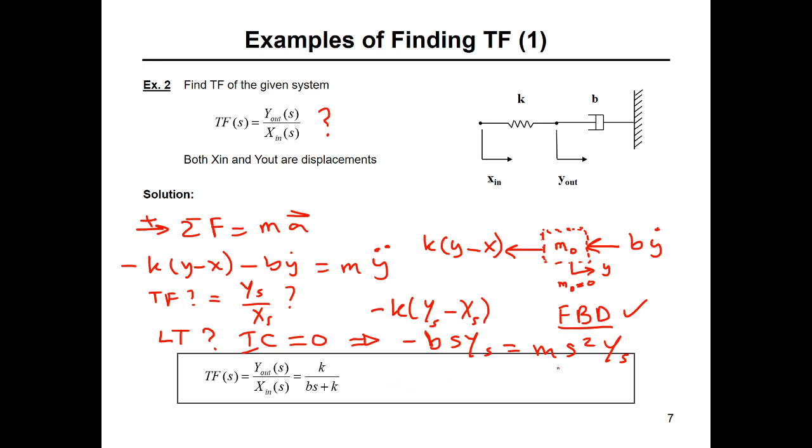Okay, so let's collect Y together on one side, and X together on the other side. X, we have only one coefficient here, so it's going to be k Xs, and Y will be what? It will be k plus bs plus m s square times Ys. This is s square. Okay, right? All right. So the transfer function we're looking for is what? Ys over Xs. It's going to be what? The k over.